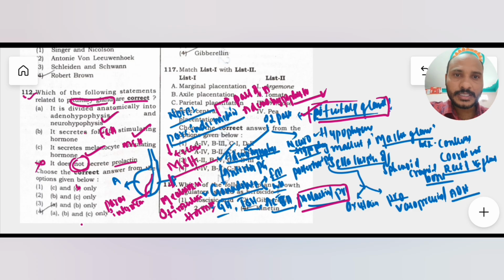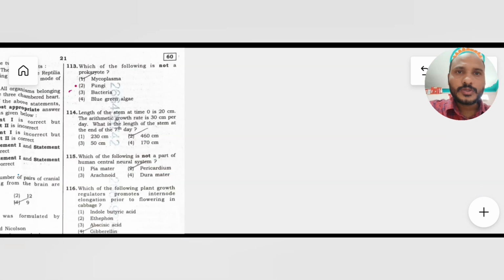Among the options we have D, B, C, A, B, and A, B, C. If you remove D, we can eliminate the options containing D. Then we observe these three, in which A, B, C are all right. So the answer is the fourth one, A, B, C only. Why? Because the pituitary gland is anatomically divided into adenohypophysis and neurohypophysis, the adenohypophysis secretes FSH, and the pars intermedia secretes melanocyte stimulating hormone. So this is all about the 112th question. The right answer is the fourth one. Next one, 103.